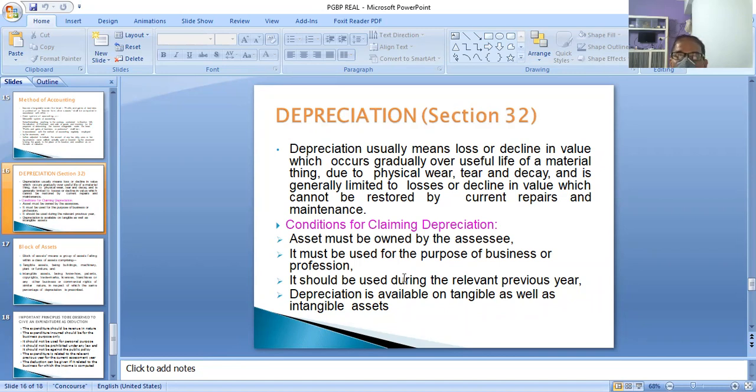Then it should be used during the relevant previous year. Previous year is 2019-20. It should be used in the last year. Depreciation is available on tangible as well as intangible assets. But for goodwill, no depreciation is allowed. This we'll discuss slowly, one by one. We have to cover a lot of theory part. A lot of conditions are there in this chapter.